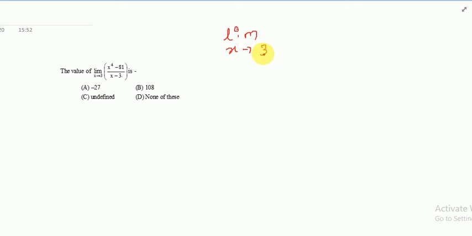Limit of x tends to 3. What is derivative of x raised to 4 minus 81? It will be 4x cube divided by, what will be the derivative of the denominator? 1. It will be 1. Therefore, this is equals to 4 into x tends to 3 means 3 cube. It will be 4 into 3 cube, 3 cube is 27. Therefore, it will be 108.